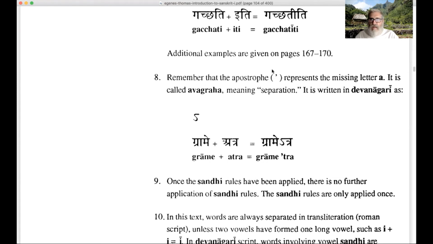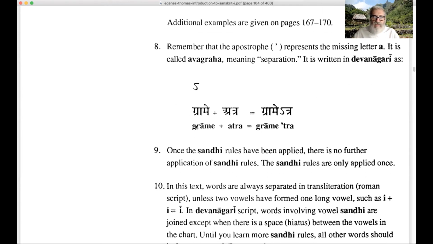Remember that the apostrophe in Sanskrit, which we call avagraha, represents a missing letter A. Whenever an A is dropped, and we'll explain that rule soon, we put this apostrophe, or avagraha. Avagraha means separation. When certain vowels come together, we drop the A at the beginning of the second word, because it would be difficult to say it otherwise. So that's called separation. It is written in Devanagari like this. This is the avagraha symbol in Devanagari.